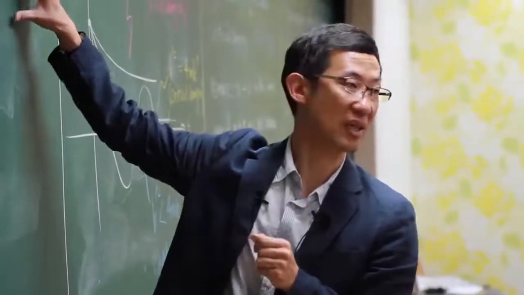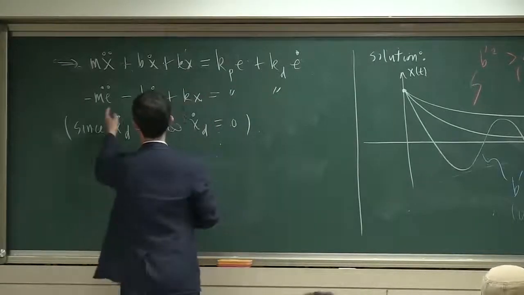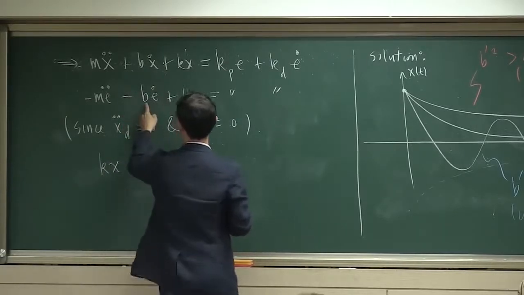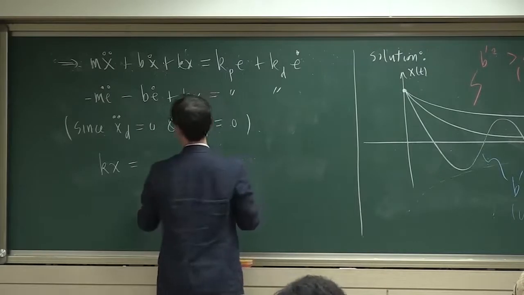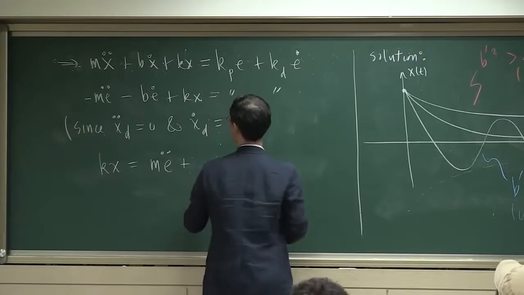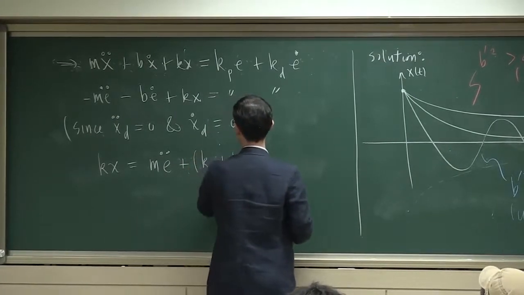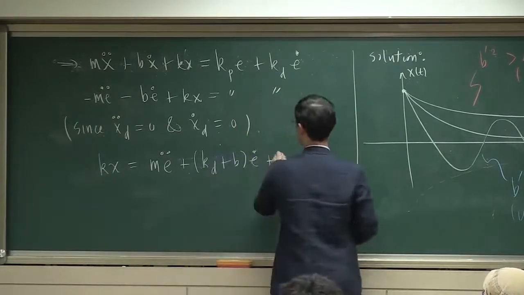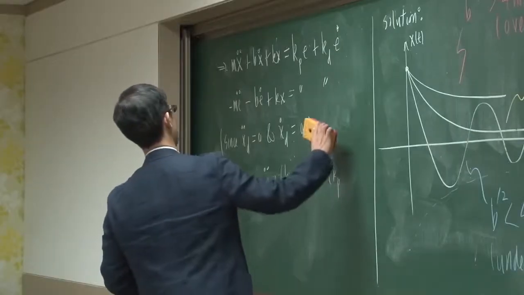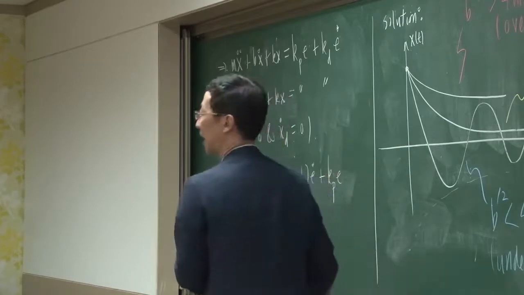So let's reorganize this a little bit. Bring the m e term over to the other side, we have kx, and also the b e dot term over to the other side. This is equal to m e double dot plus kd plus b times e dot plus, I think it's just kp e. Okay, so we have that.